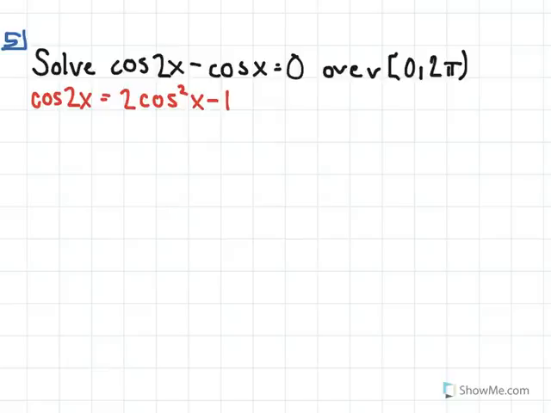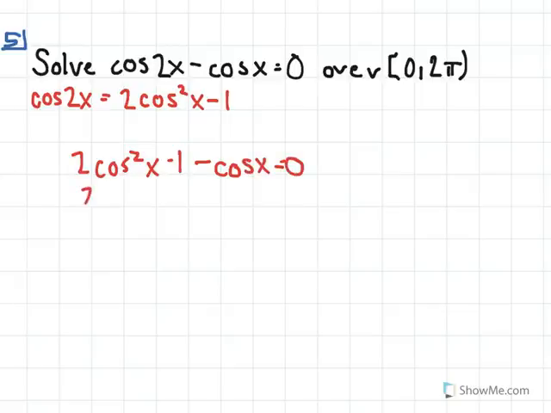So let's go ahead and plug that into the equation we were given. So our new formula that we're working with is 2 cosine squared x minus 1 minus cosine of x equals 0.